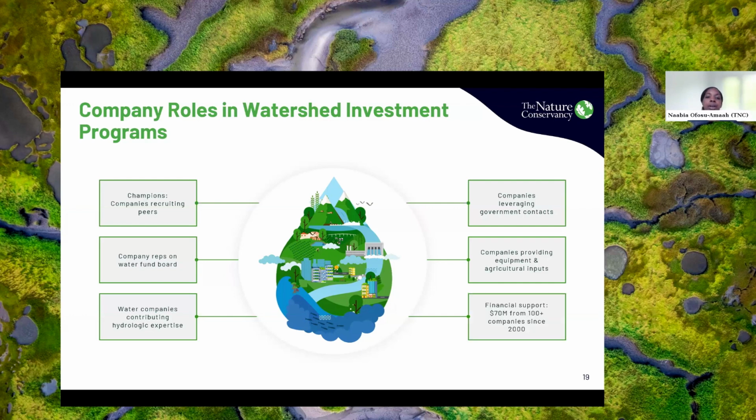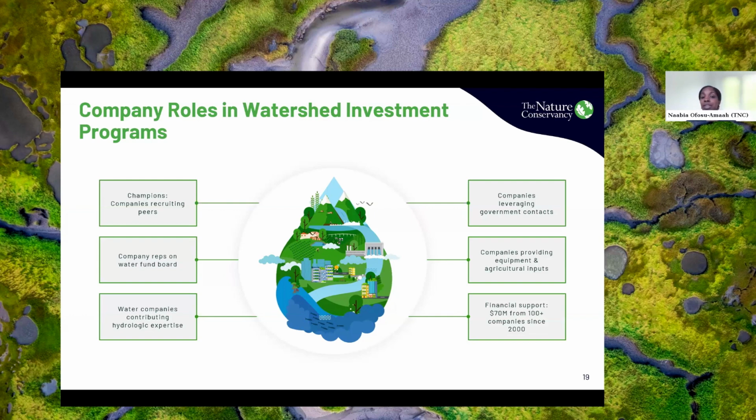And then lastly, we also see companies providing financial support. I think that's sometimes where watershed investment programs start, or where they think about what's most likely from a corporation. But we want to make sure that people know that there are many roles that companies can play in addition to financial support. And we've seen that be quite significant for our program.